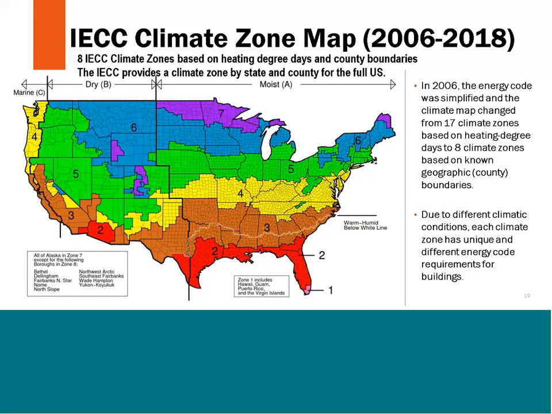So here is the IECC climate zone map since its inception in 2006. There were 17 initial climate zones that were created at first. They've been narrowed down to 8, and it's based on the geography and county boundaries within each state. Due to the different climatic conditions, each climate zone has its own unique energy code requirements for buildings in their area.